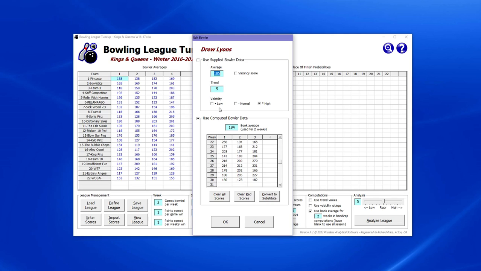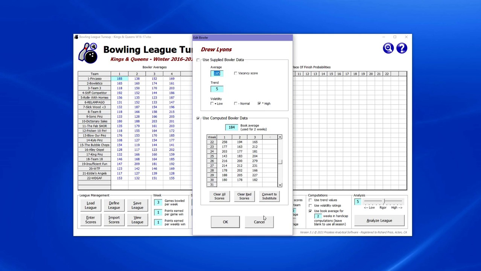Volatility is a much more intuitive concept. Low volatility simply means the bowler tends to bowl within a narrow range of games, very consistent bowler. High volatility means the bowler is all over the map, might follow a 130 game with a 230 game.